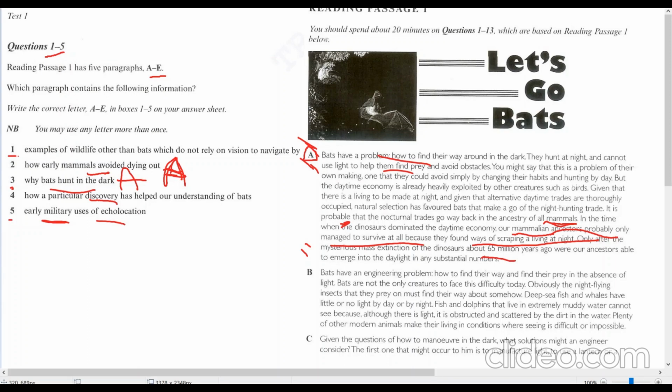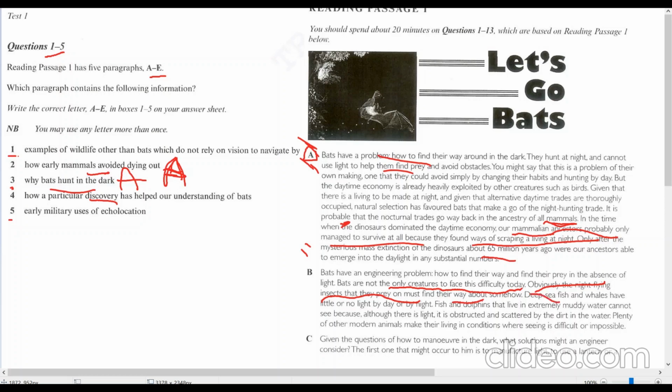Now let's go to paragraph B. I again focus on the last 2 lines and the first 2 lines. So I would just read: bats have an engineering problem. How to find their way and find their prey in the absence of light. Bats are not the only creatures to face this difficulty today. Obviously, the night flying insects that they prey on must find their way about somehow.